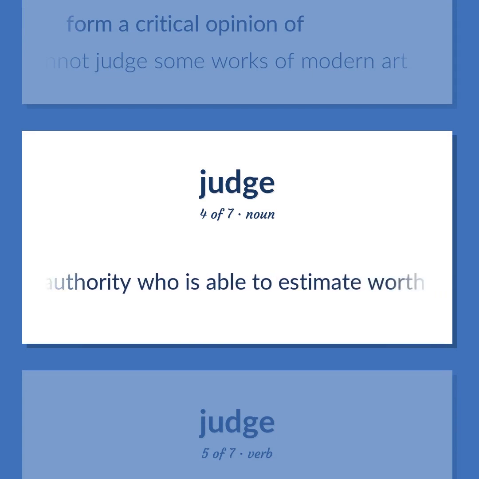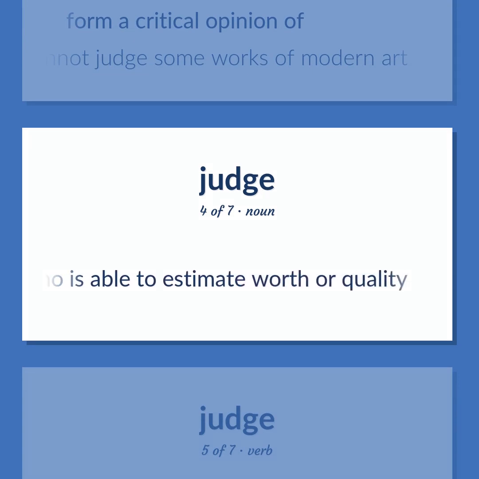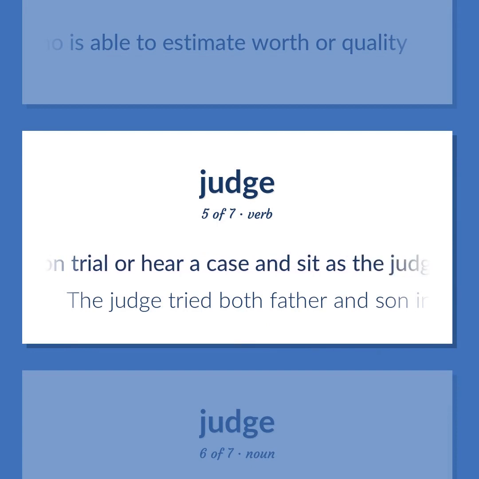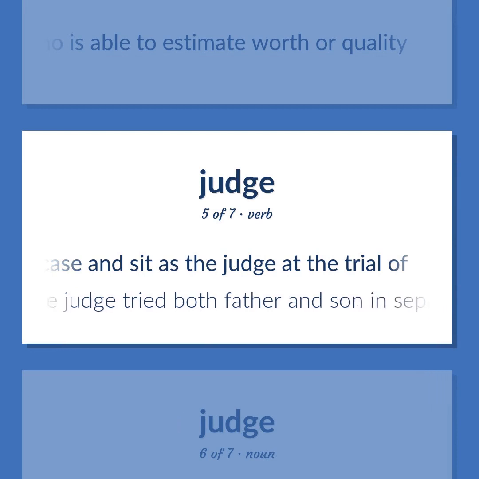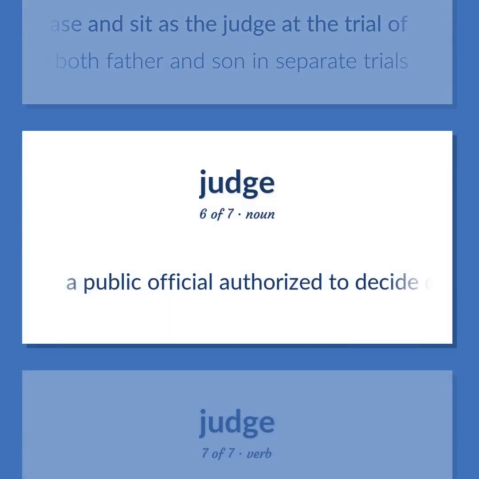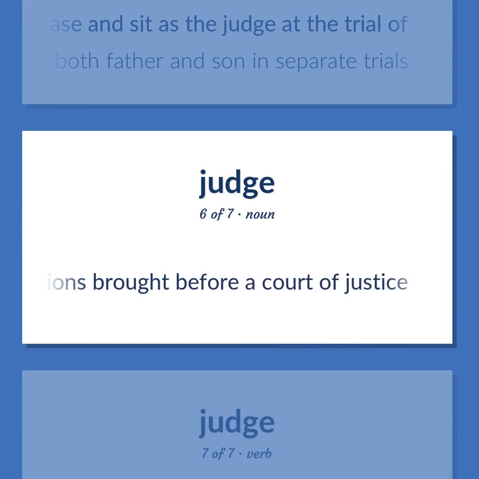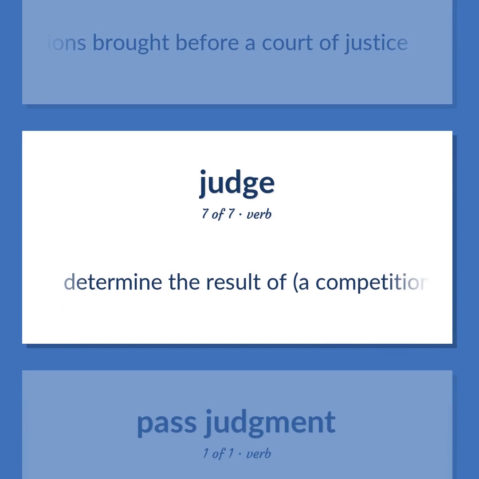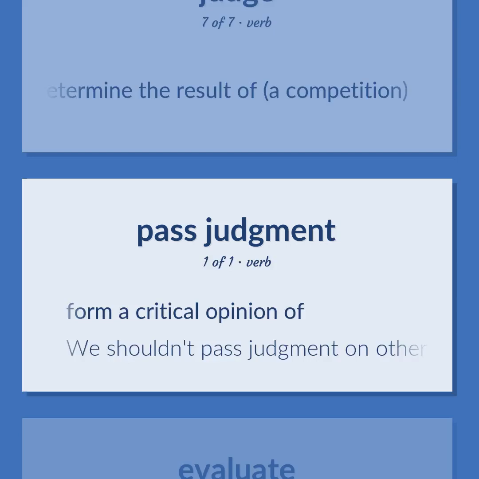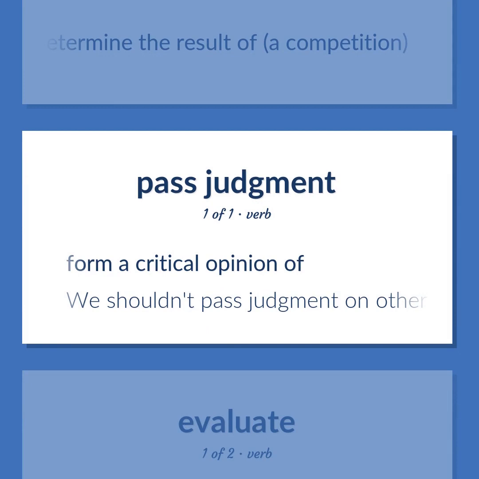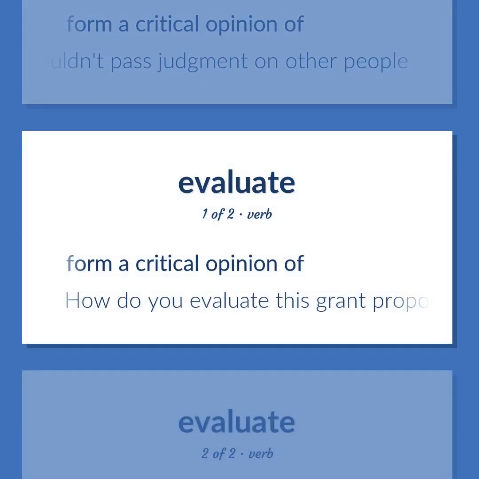An authority who is able to estimate worth or quality. Put on trial or hear a case and sit as the judge at the trial of. The judge tried both father and son in separate trials. A public official authorized to decide questions brought before a court of justice. Determine the result of a competition. Form a critical opinion of. We shouldn't pass judgment on other people. Form a critical opinion of. How do you evaluate this grant proposal?